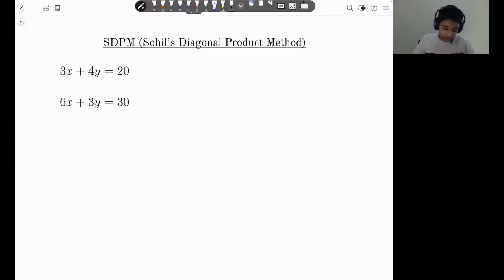So here's how it works. You start with the center number over here, and you take the product of it with the number across, diagonally across, like that. So this is 3 times 20. And then you subtract the product of these two numbers. So you subtract 4 times 30.